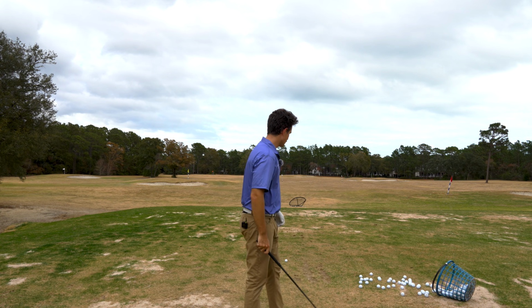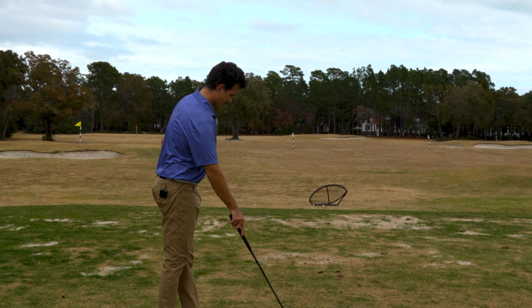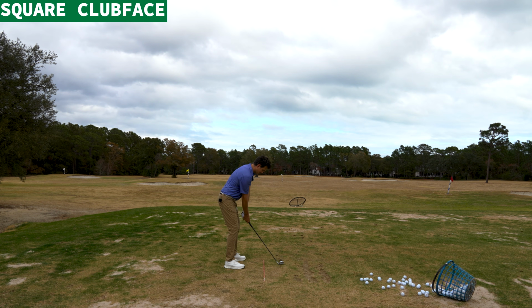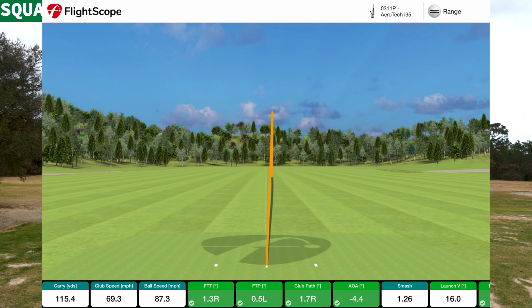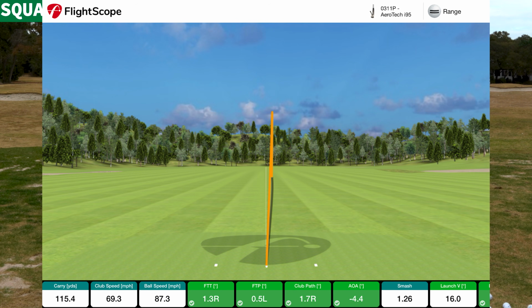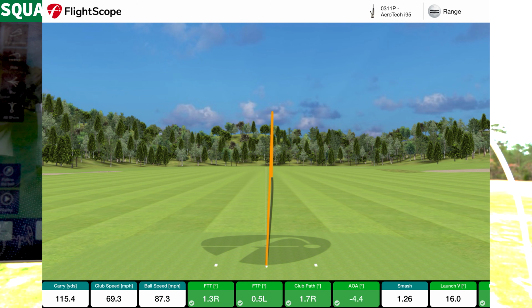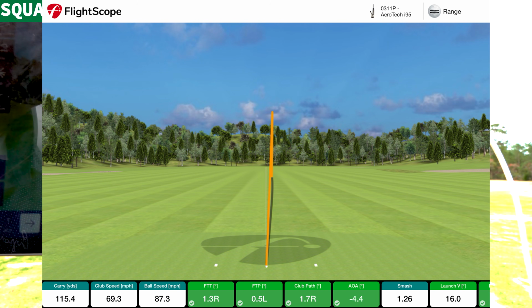Just going to do a quick demonstration of start direction and club face. So I set up with the club face pointed at the target here, and I keep that club face pointed at the target, and the ball flies straight. And you can see right here on the launch monitor, when we look at the club face angle at impact, it says the club face in relation to the target is 1.3 degrees to the right. So just slightly open, we start the ball to the right.